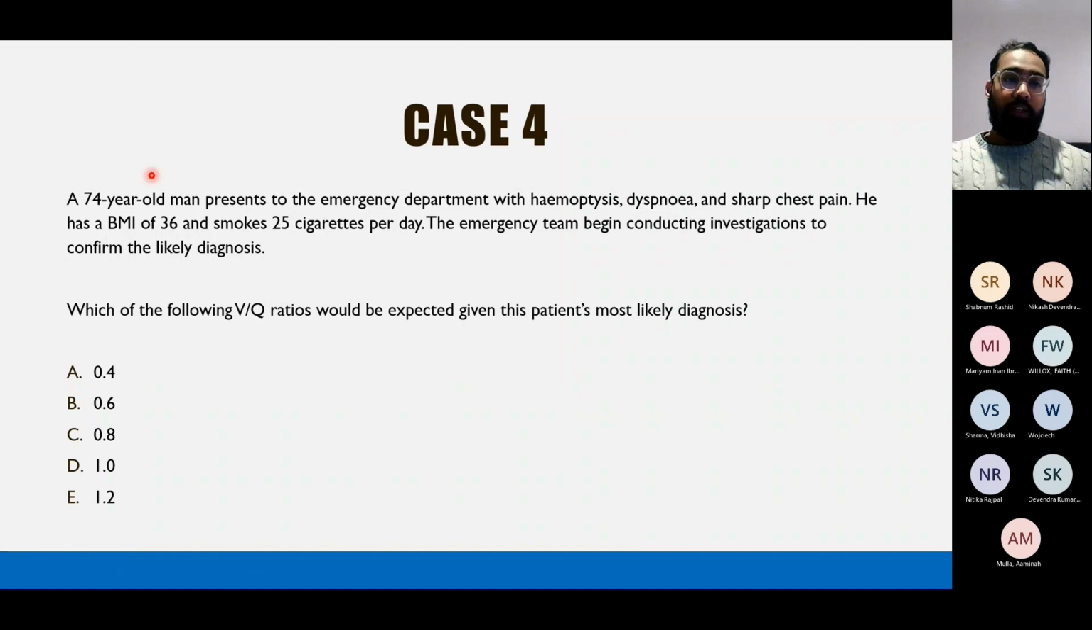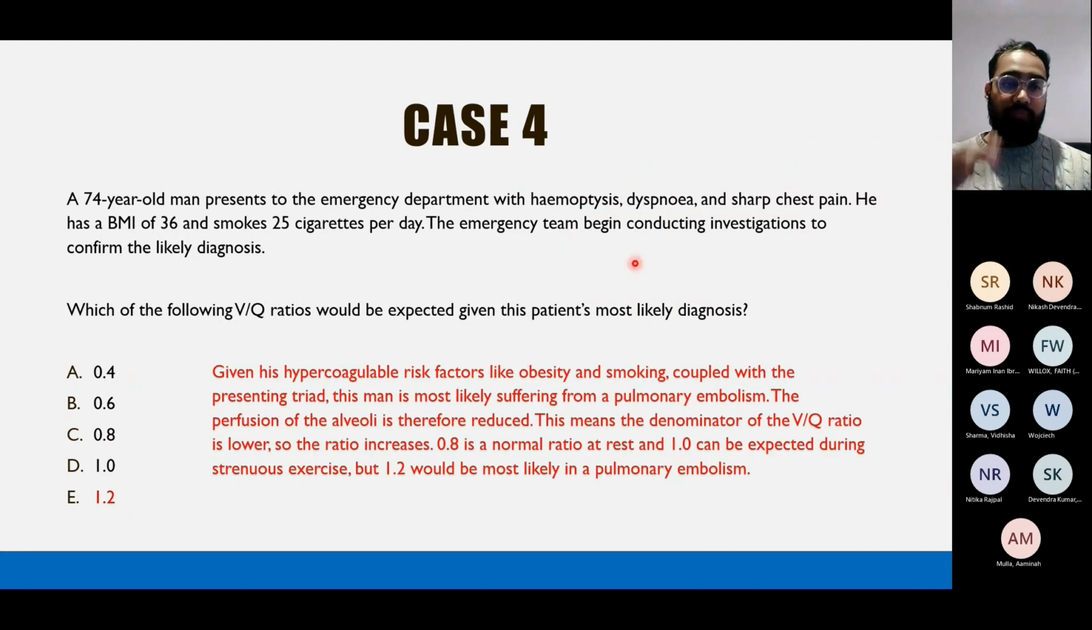Okay, so we've got an elderly gentleman with a very high BMI, which makes him predisposed to clots, and he smokes 25 a day, which means he's more likely to have a clot, and he's come in with the presenting triad of pulmonary embolism: hemoptysis, shortness of breath, and sharp chest pain. And pulmonary embolism, because you're knocking out the bottom number of the VQ ratio, so you're impacting the perfusion, but ventilation is relatively unharmed.